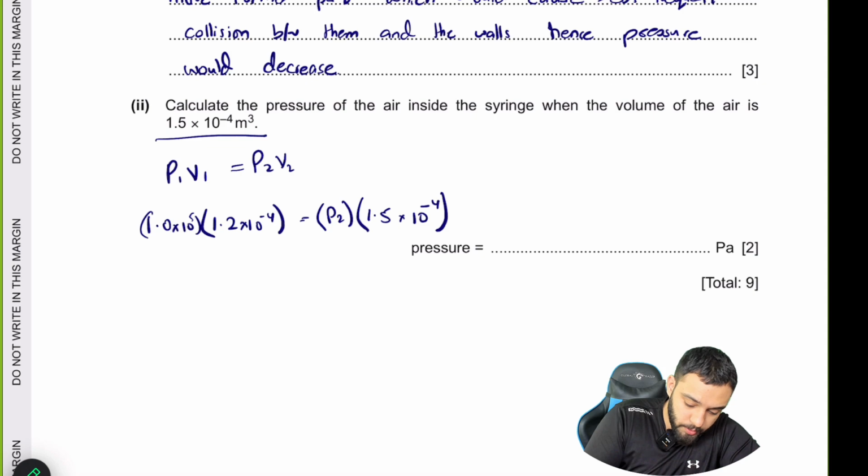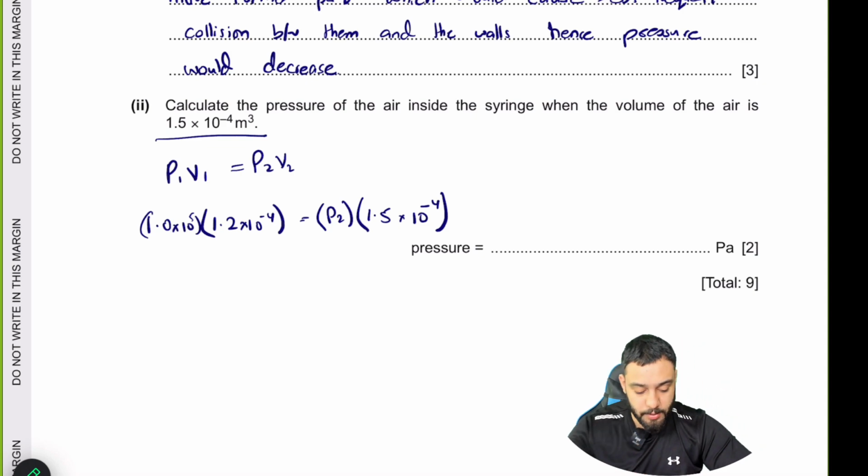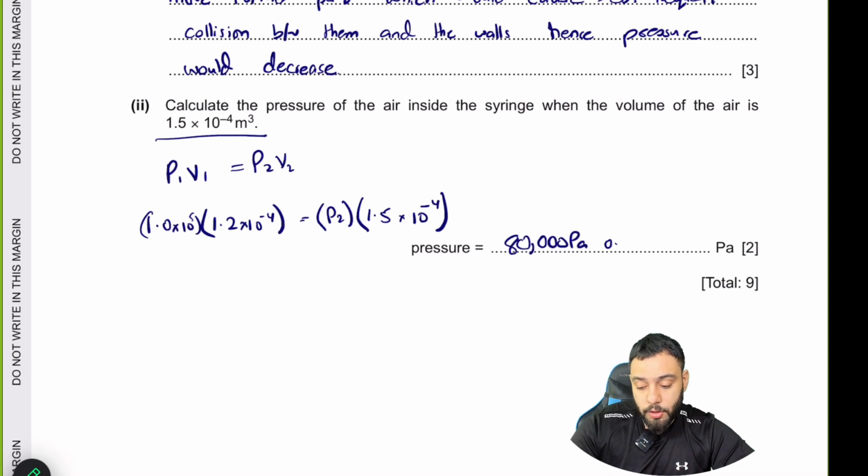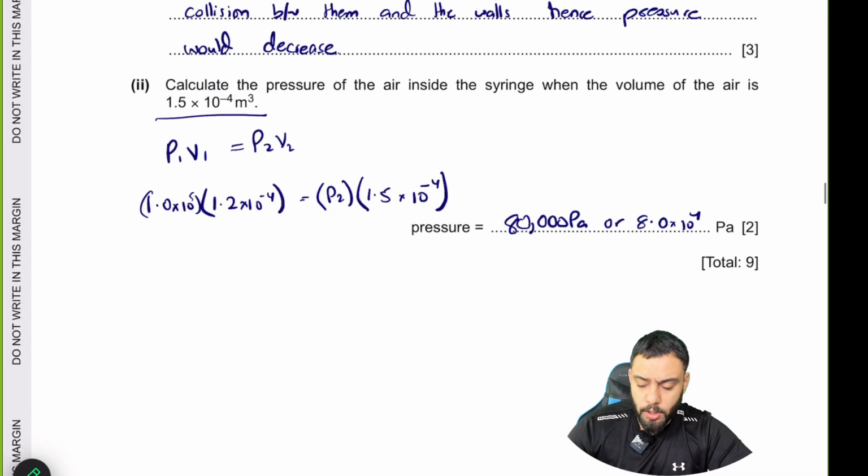1.5 times 10 to the power of negative 4. So the value that I'm getting is 80,000. So you can write the pressure as 80,000 pascals, or you can write it as 8 times 10 to the power of 4. Whatever suits you. Both are totally all right.